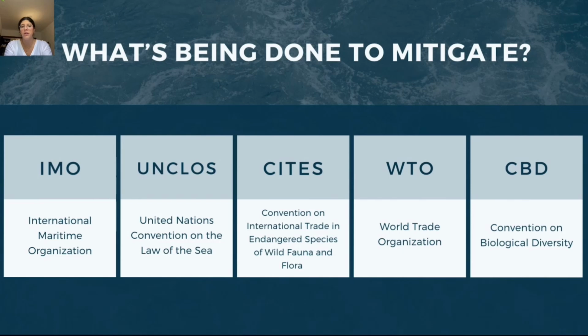mitigate the huge impact that trade has on marine pollution, and they establish global standards, they regulate shipping practices, they sanction the overexploitation of marine species, they influence trade-related activities, and they address other environmental concerns. And they aim to promote sustainable practices, responsible shipping, and protect marine ecosystems in general from the negative consequences of global trade.